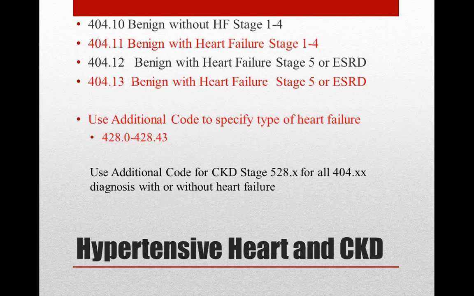Of course, if you have both heart failure and chronic kidney disease, or end-stage renal disease, then you want to use your 404 codes, and again, you want to use the codes with or without heart failure. So if you do have the heart failure, you want to use a heart failure code. If you have heart failure with chronic kidney disease, you must have the chronic kidney disease code in here too. So you're going to have all three of those diagnoses to use these codes.